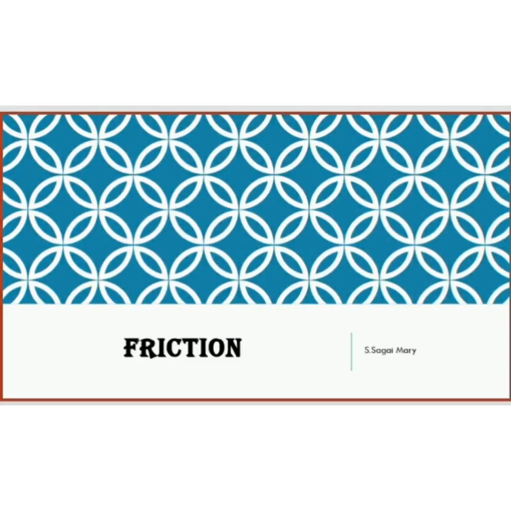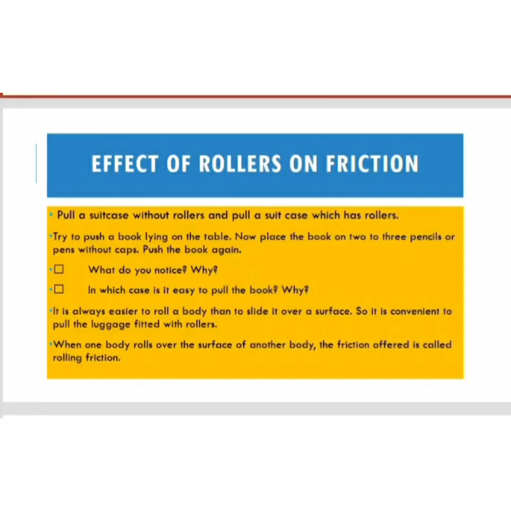In our last class, we were discussing the advantages and disadvantages of friction and how we can reduce friction. Okay, and in which cases friction is advantageous and in which cases it is considered a disadvantage. And later on, what can be done to reduce the friction so that we can prevent the heat and prevent the damage also. So now we will be learning about the effect of rollers on friction.